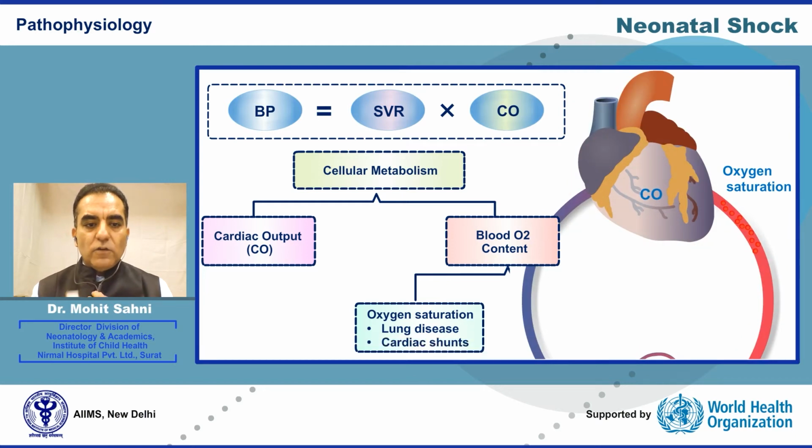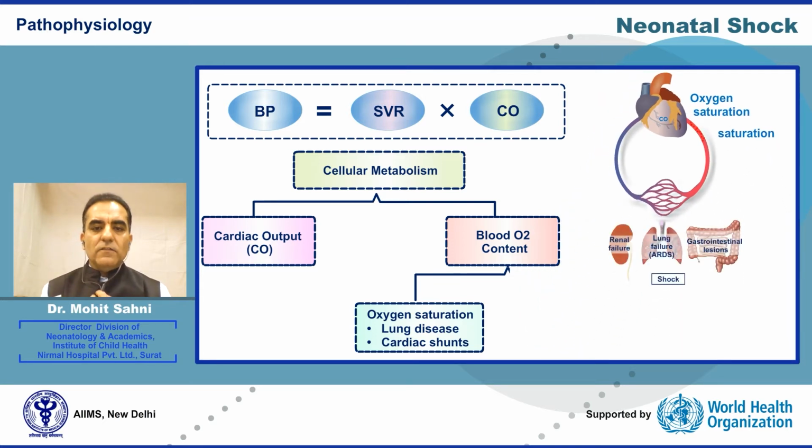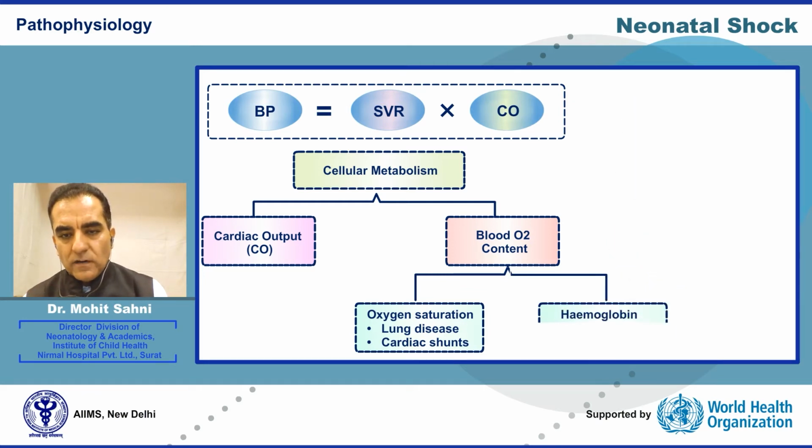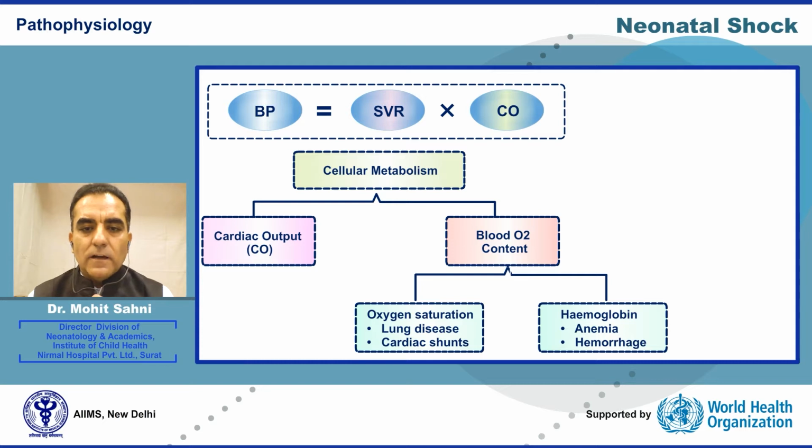And if you have some cardiac disease where there is a shunting mixture of oxygenated and deoxygenated blood, even then you will have issues with the oxygen content in the blood. And if you have lesser hemoglobin, the oxygen carrying capacity of the blood will decrease. So therefore, ultimately you have a lesser oxygen content in the blood. So that is how it affects.